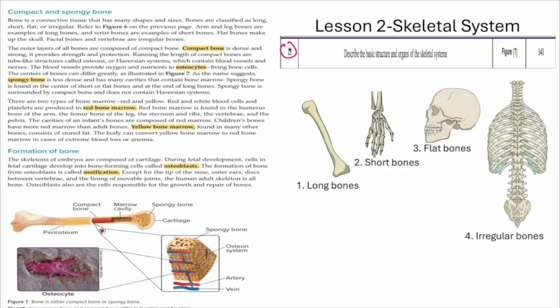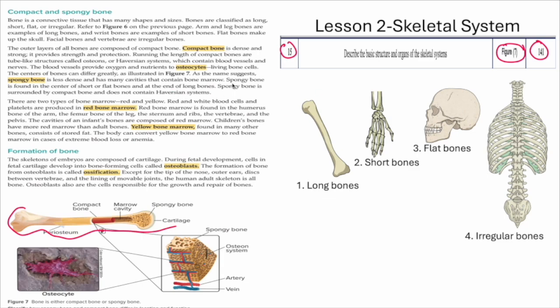Question number 15 is from page number 141, figure 7. This is figure 7, right? Figure 7 is talking about the compact bone and the spongy bone.